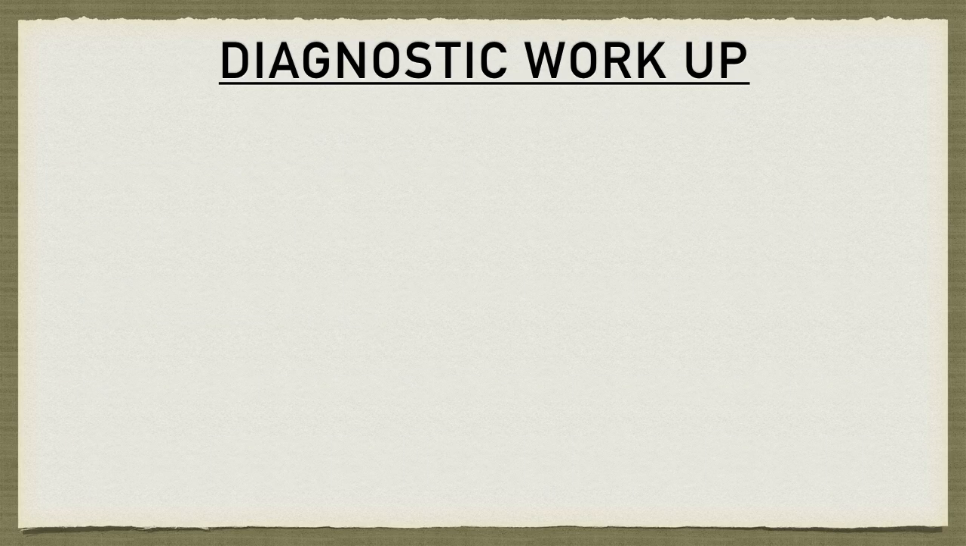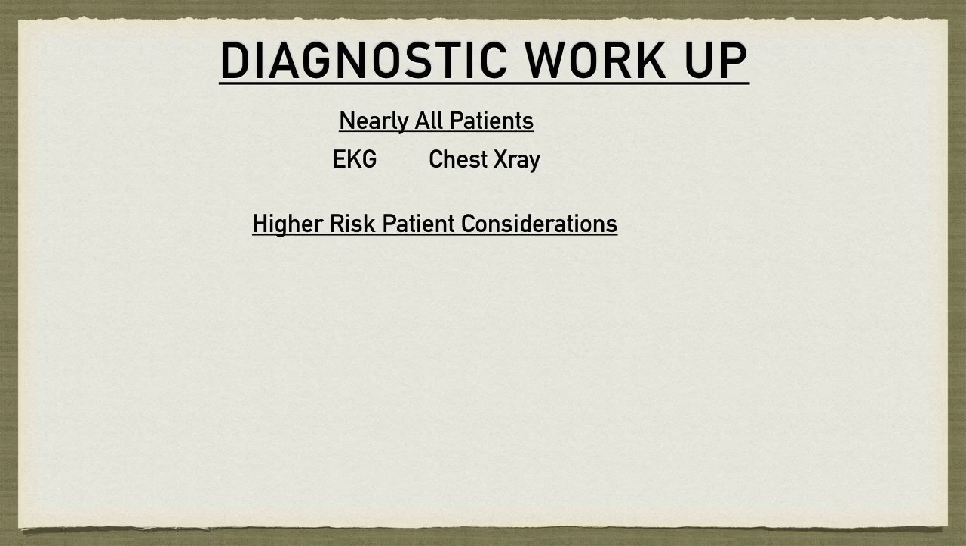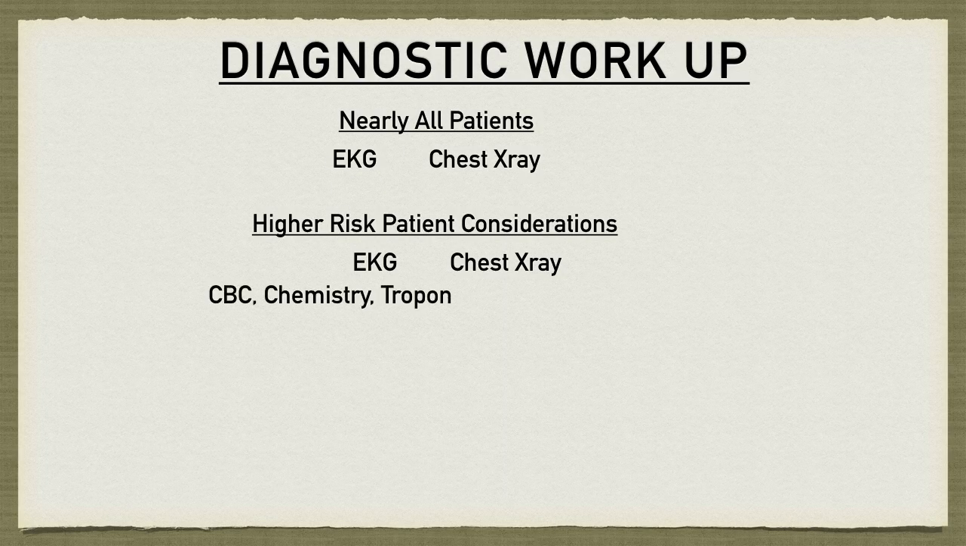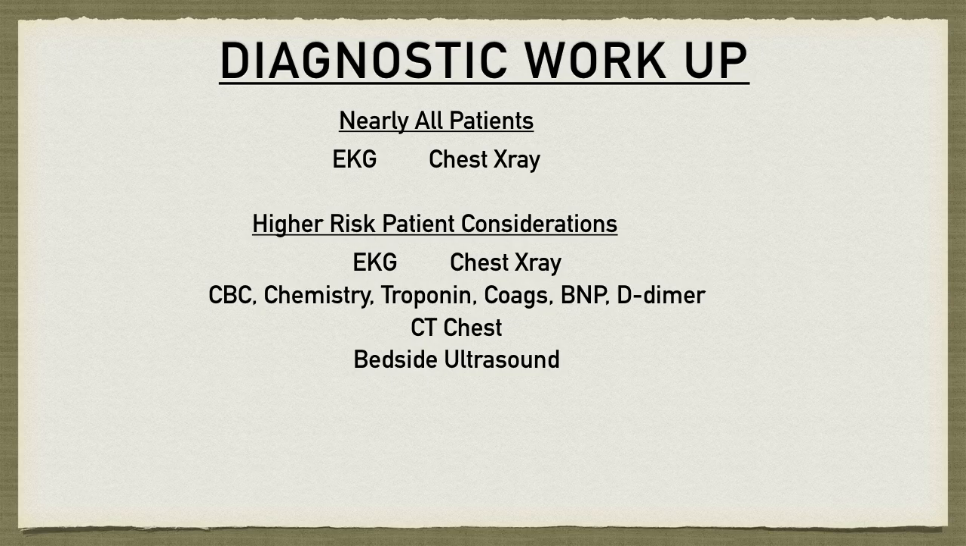Now let's talk about diagnostic workup. Nearly all patients with chest pain should get an EKG and chest x-ray. The higher risk patients are also going to be getting, in addition to the EKG and chest x-ray, some basic labs, troponin, coagulation studies, BMP, and/or D-dimer, whatever you feel is necessary. They may also warrant more advanced imaging, including a CT chest. If you have experience with ultrasound, you can perform a bedside ultrasound to look at overall cardiac function, look for pericardial effusion or tamponade physiology. You could look for a pneumothorax. You could look at the IVC along with other things.